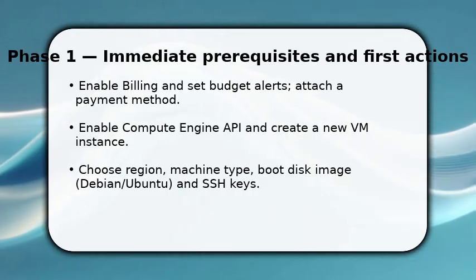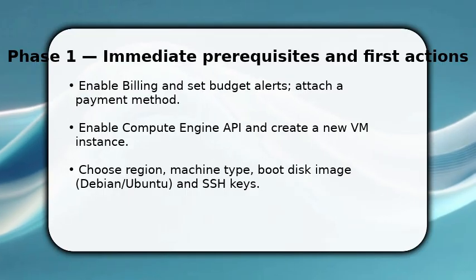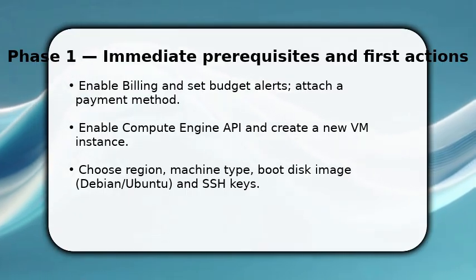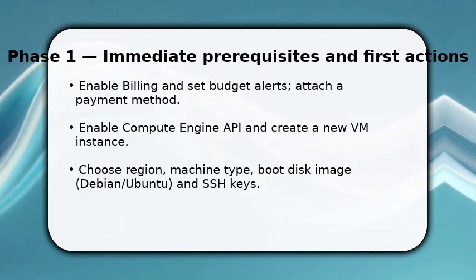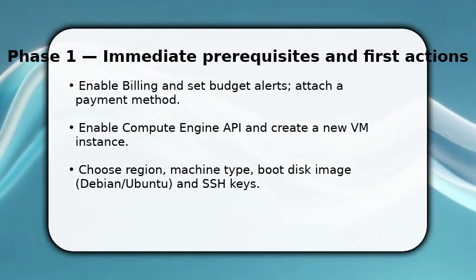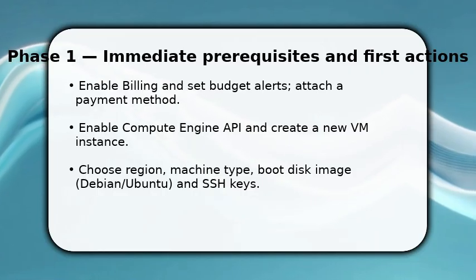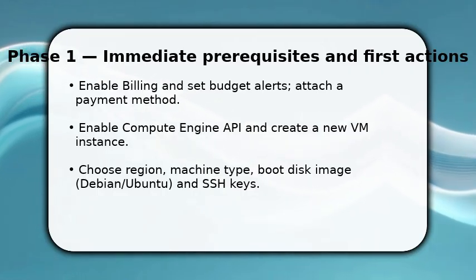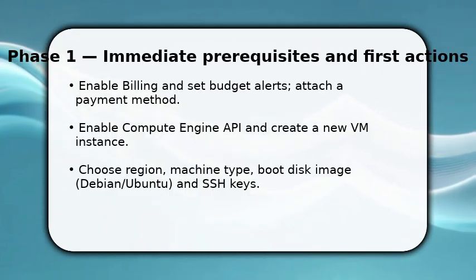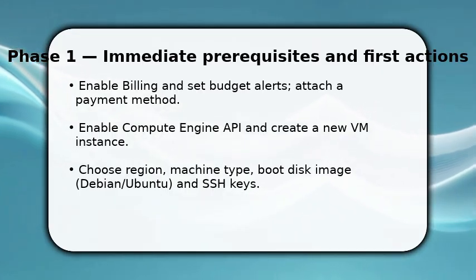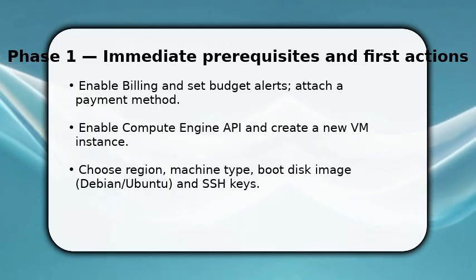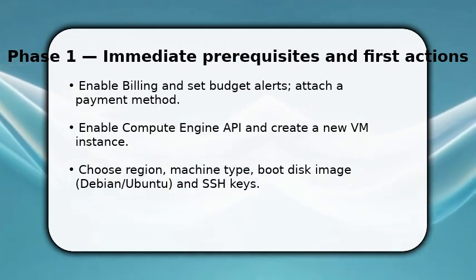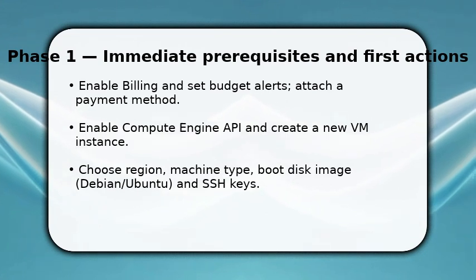You begin by verifying prerequisites and then launch your first instance. Enable billing and the Compute Engine API, because without them you cannot create VMs. Once done, choose a region close to users, pick a machine type that matches CPU and memory needs, and select a boot image such as Debian or Ubuntu. Make sure to add your SSH key or enable OS login so you can access the server immediately. This gets your instance running and reachable for the next steps.